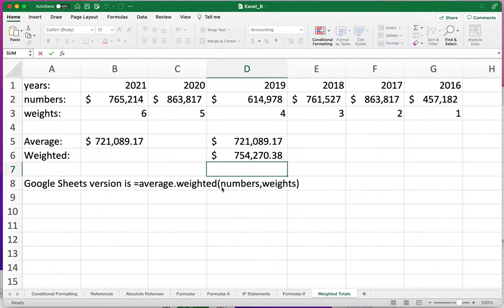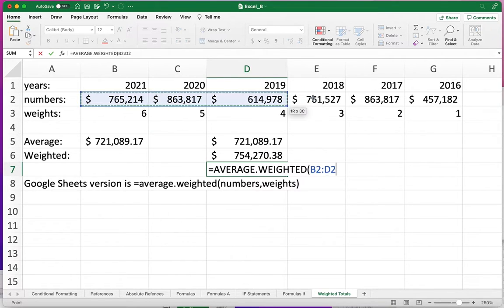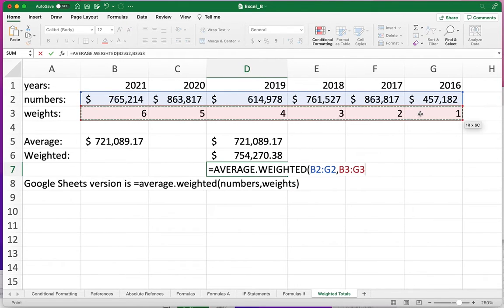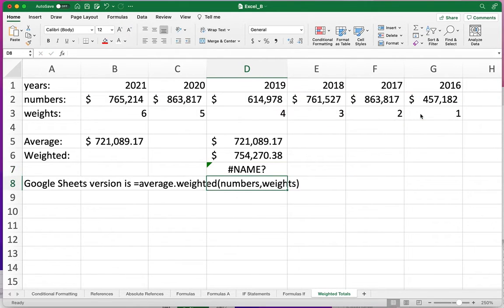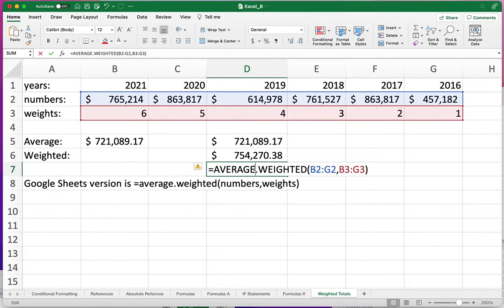there is no such thing, as of right now, as equal average dot weighted in Excel. It doesn't exist. I can try it all I want. I can try grabbing this, comma, and then grabbing my weights. It does not exist in Microsoft Excel as of right now.